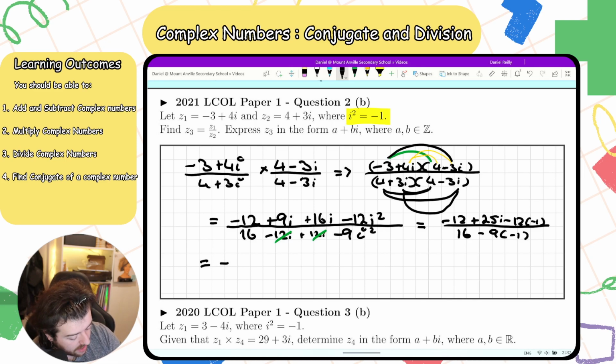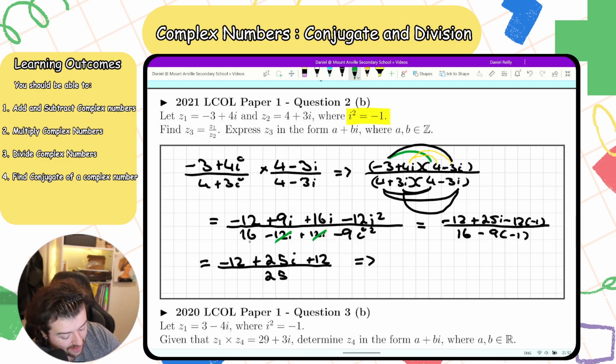So at the top, I'm going to have minus 12 plus 25i. Minus 12 times minus 1 is plus 12, all over 16 plus 9, which is 25. Finally, my numerator, simplify it. Minus 12 plus 12 is 0. So I'm going to have 25i all over 25, which is just going to be equal to i.